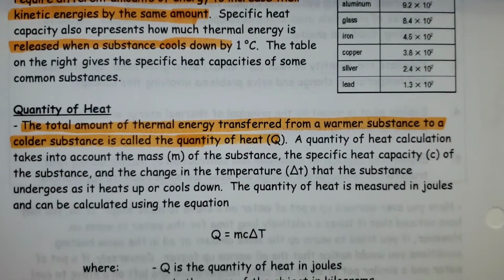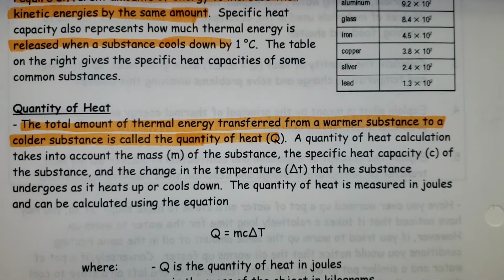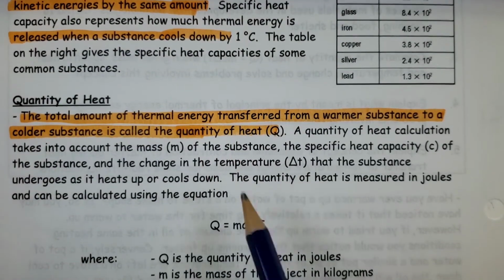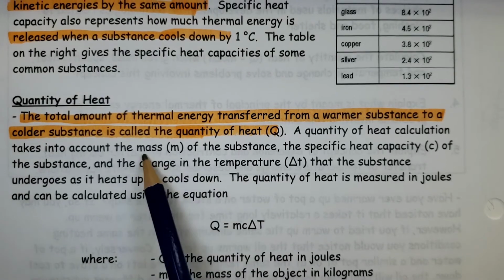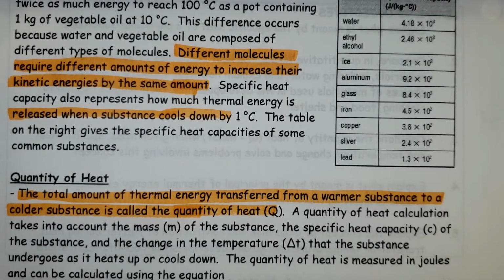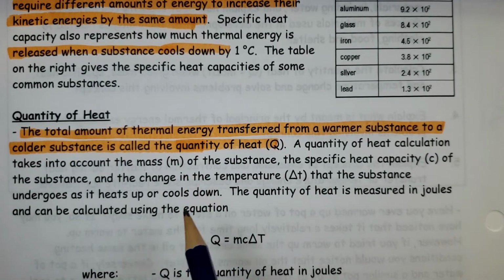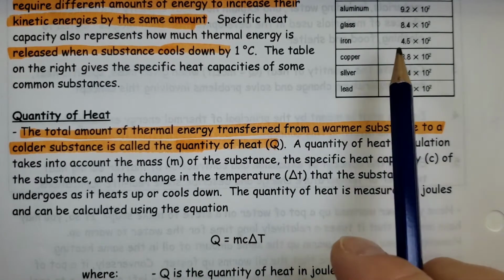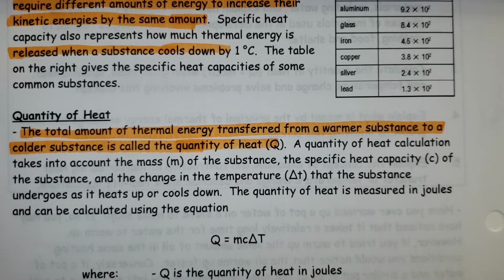So the amount of energy transferred from a warmer substance to a colder substance. A quantity of heat calculation takes into account how much we have, because these numbers here represent 1 kg and 1 degree C. But what if we don't have 1 kg? And what if we don't have a change of just simply 1 degree C? Then we need to change the specific heat factor by those amounts. So Q equals mc delta T is how we do it.